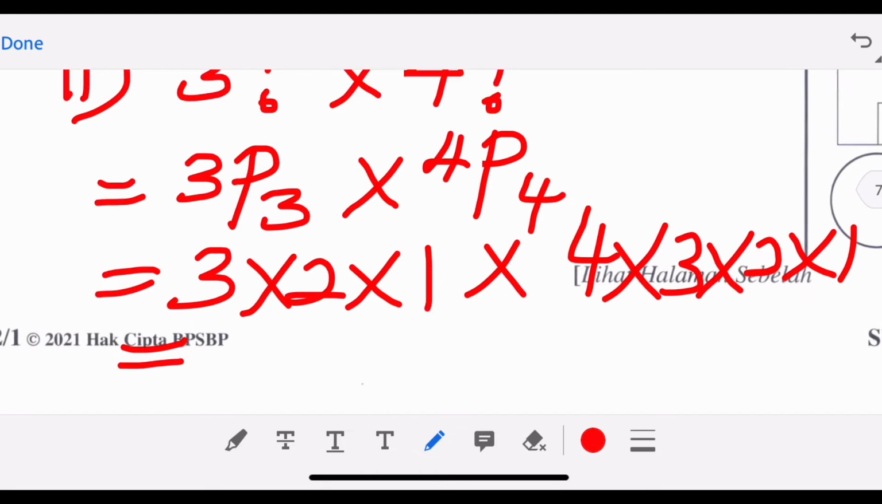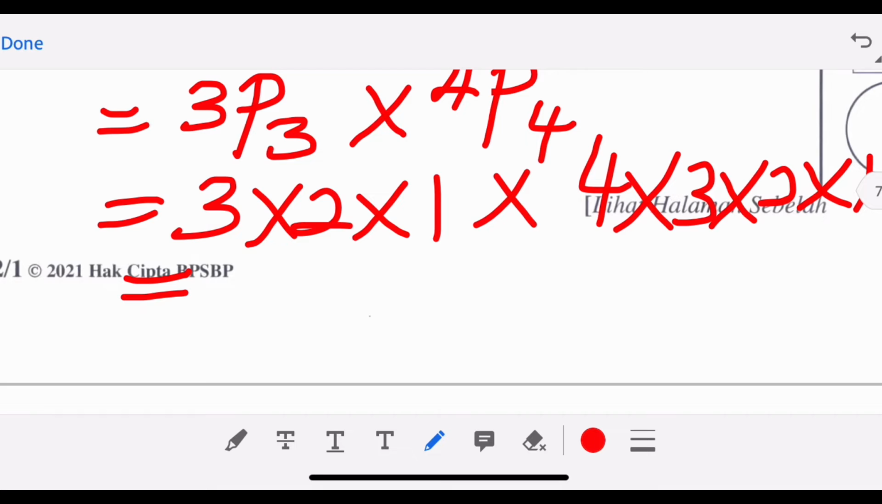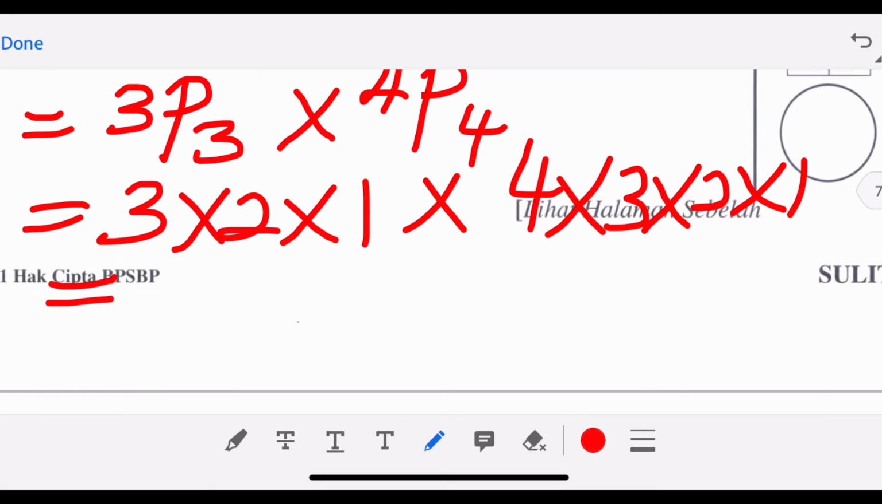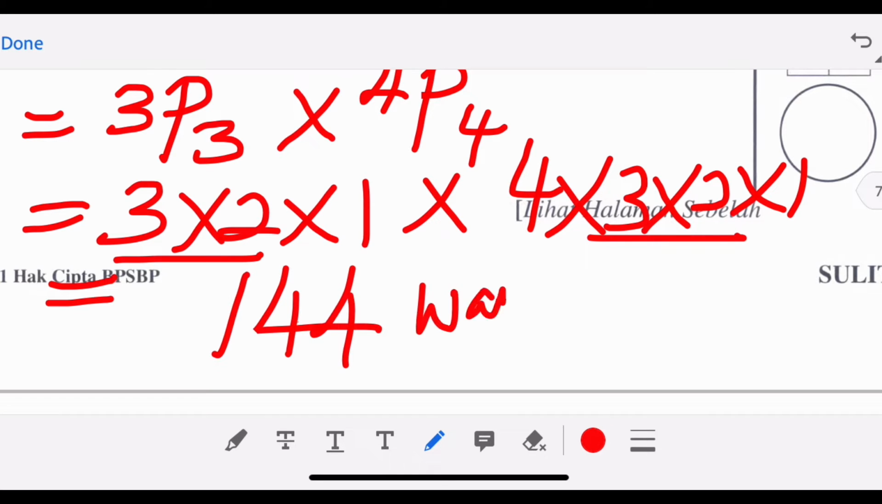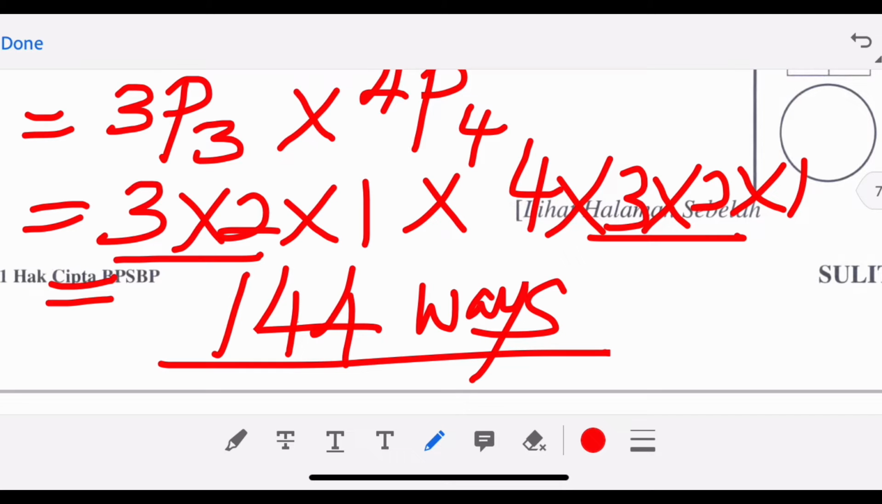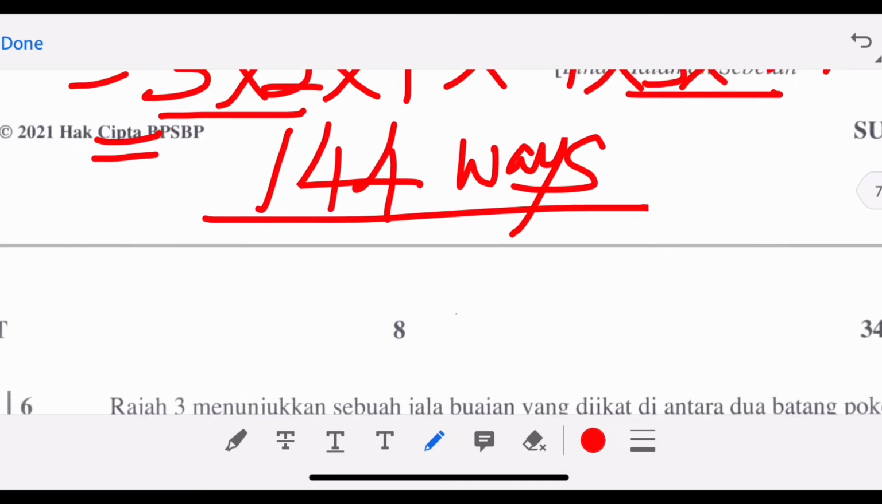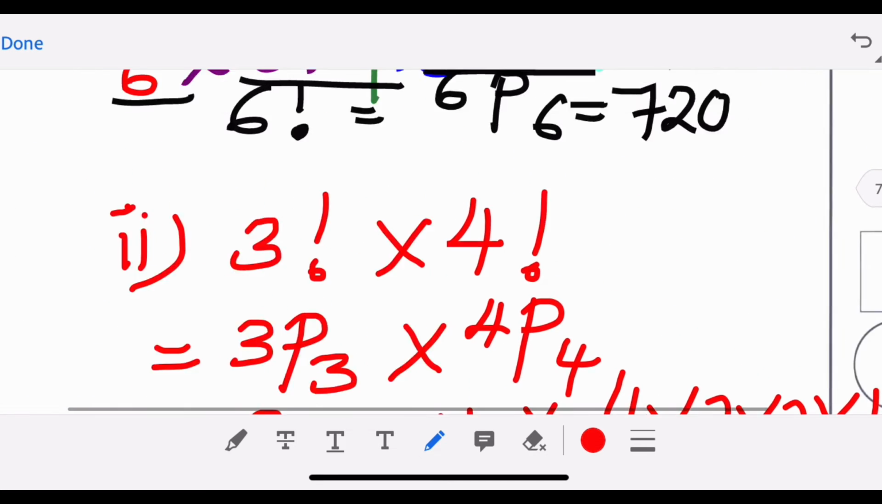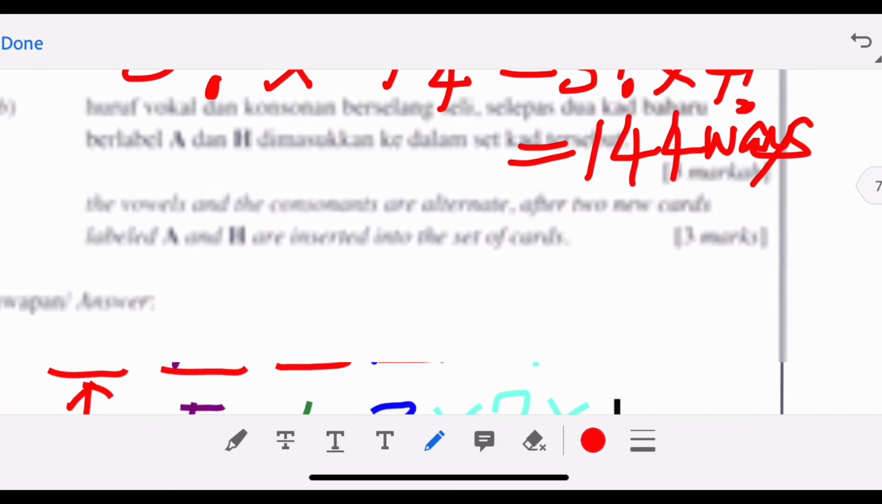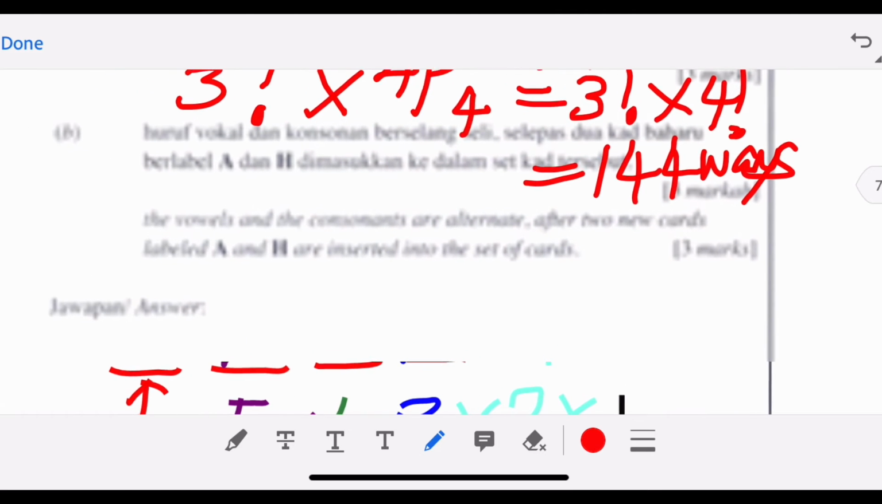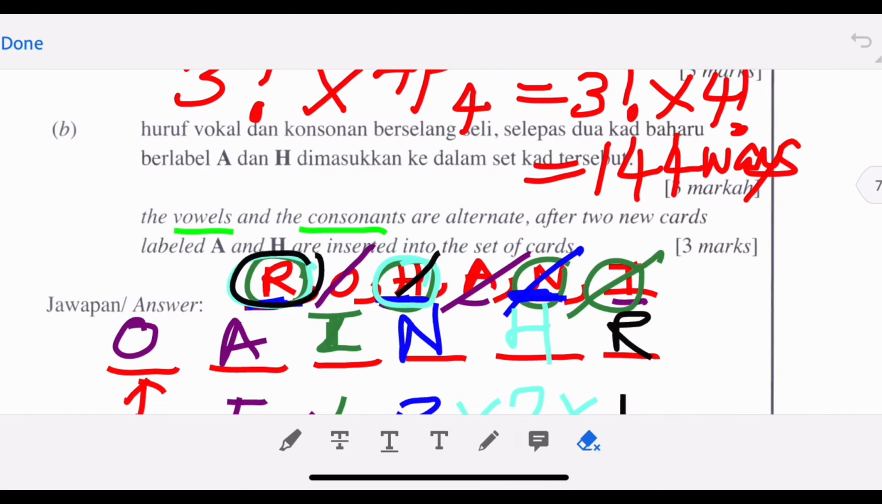And finally, your answer must be a number, right? So you have 6 ways, 6 times 6, 36. 36 times 4 will be 144 ways, right? All right, that is the answer for the vowels having to be side by side. Okay, let's proceed to the next one, which is B. Let's read the question first.